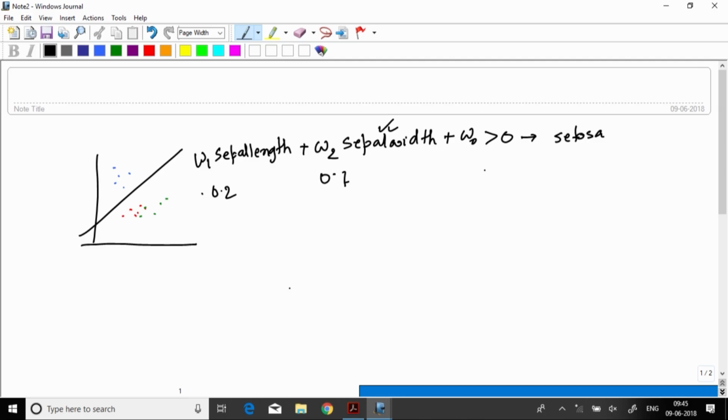When we humans want to classify, how do we do it? We say that if the sepal length is greater than something, then it will be versicolor, and if the sepal length is less than something, then it will be setosa. We understand it better if we build the classifier like this. So in a decision tree, we'll be doing that.